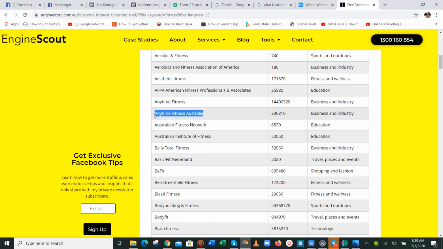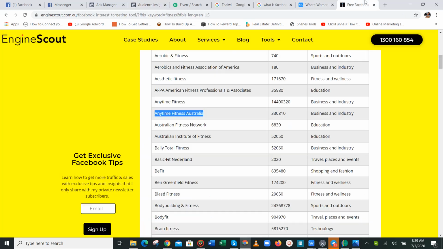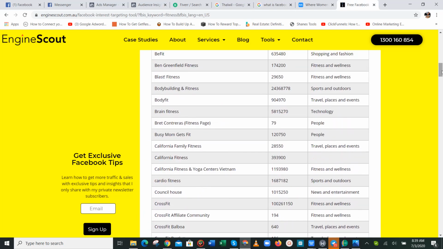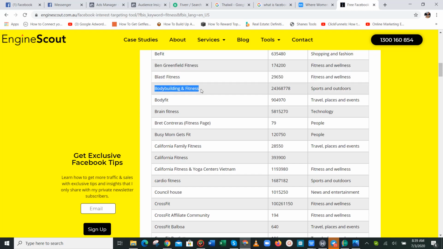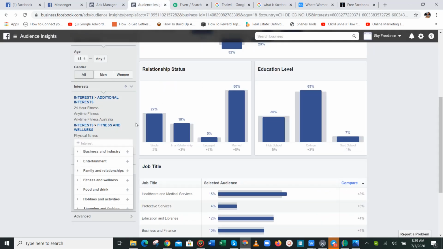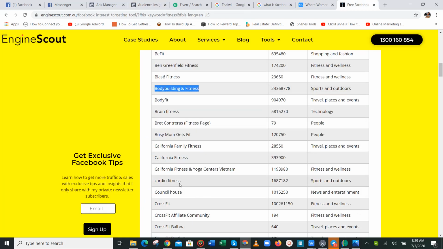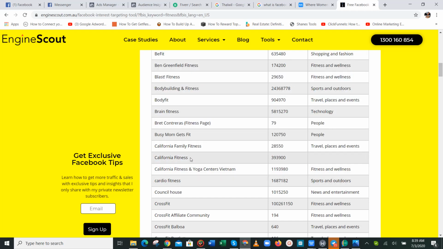Anytime Fitness Australia, this is like a magazine in Australia. So people searching for this magazine on Facebook, they will see our ads. You can see this, so people who don't know about this waste money in creating ads. You'll be able to target audiences that other people won't be able to target. So you can see California Fitness. Okay, California Fitness is related to business. Let's use it.